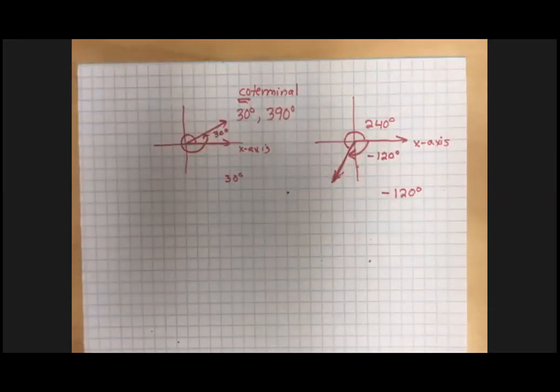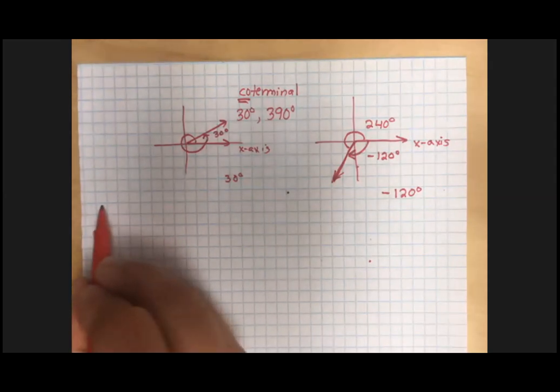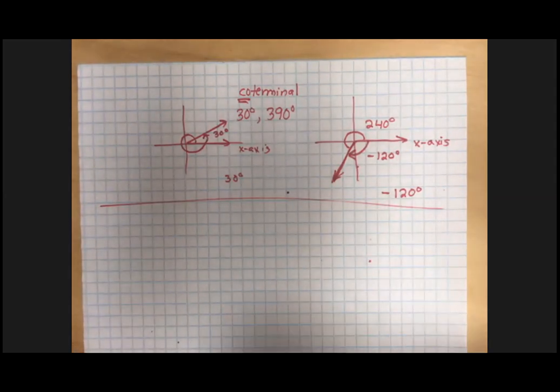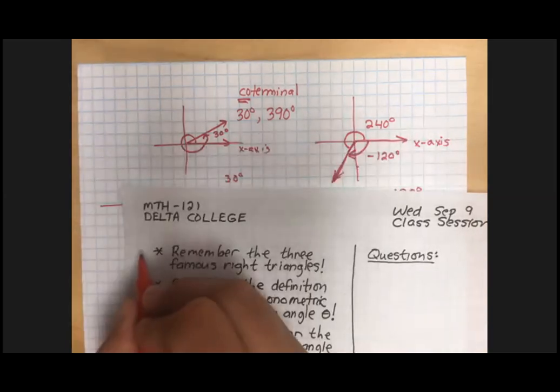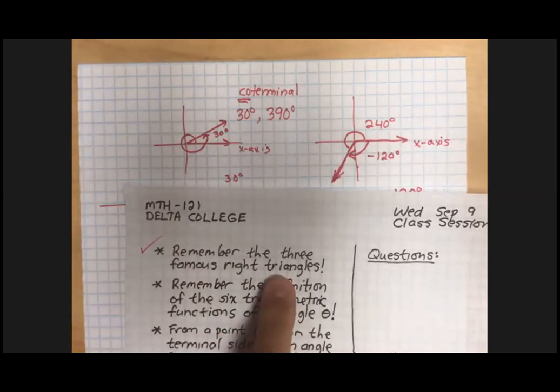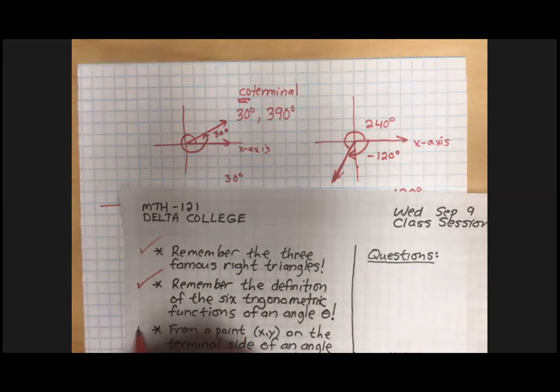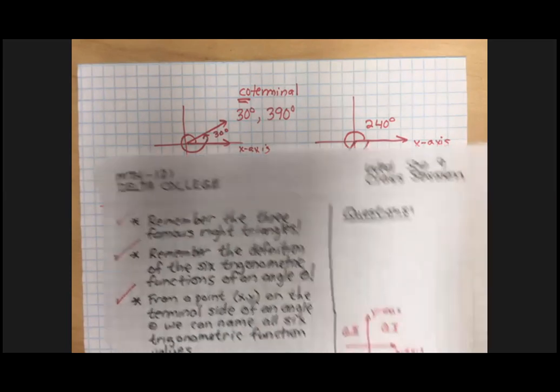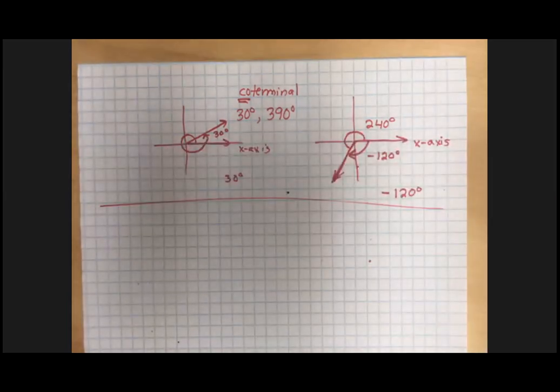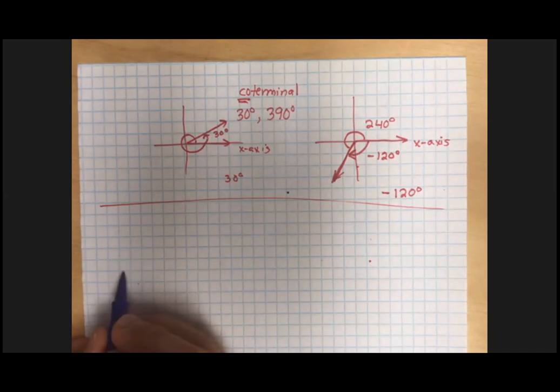Okay, now let's go back to our list of things to do. So I want to remind you of the three famous triangles. And we just reminded you of the definition of 6 trig functions. And then we're going to give you a demonstration. So remember these 3 famous triangles. I'll draw them here for you on the paper.